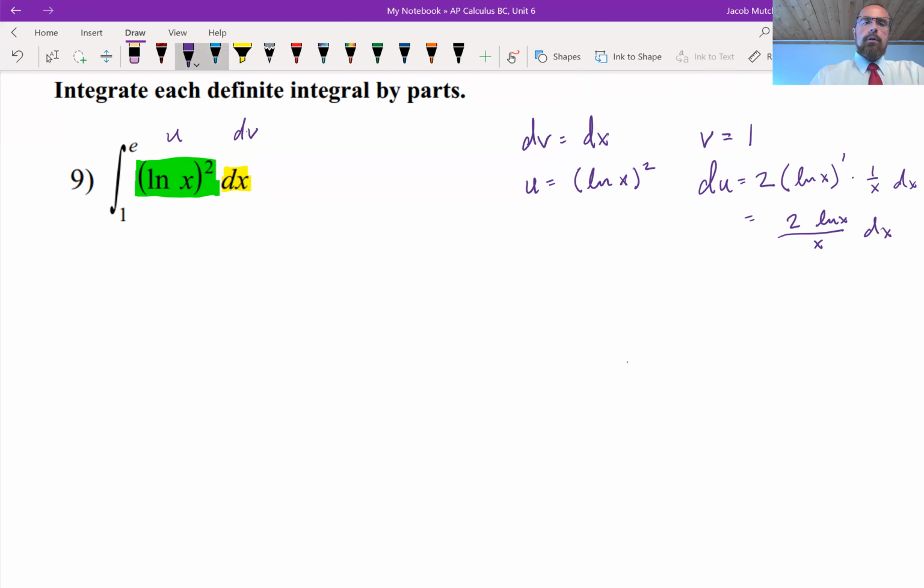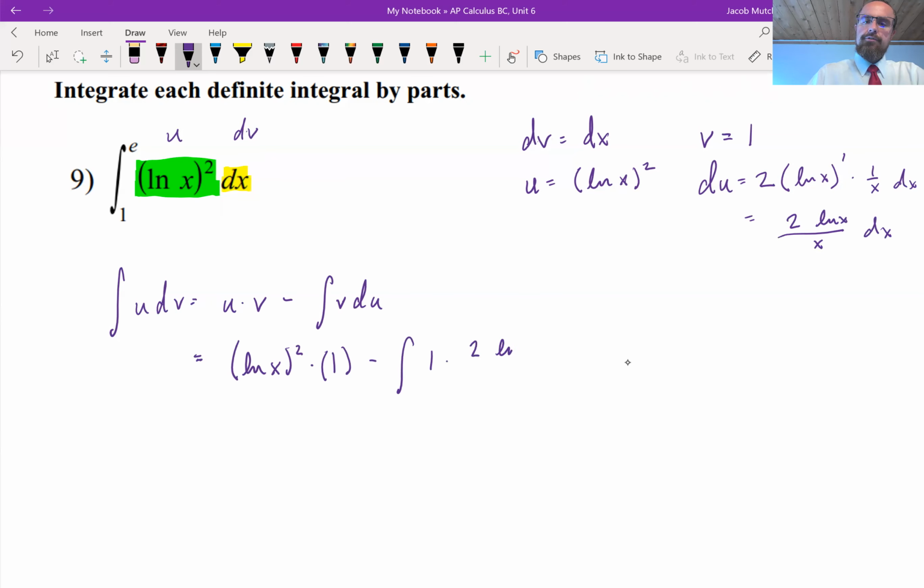Okay, so let's set up for our integration by parts. Again, if I've got the integration, and I will treat it as an indefinite integral first, of u dv, that's going to be equal to u times v minus the integration of v du. So we'll substitute our pieces in here. So u was natural log x squared times v is just 1 minus the integration of v, 1, times du, which is 2 times the natural log of x over x dx.